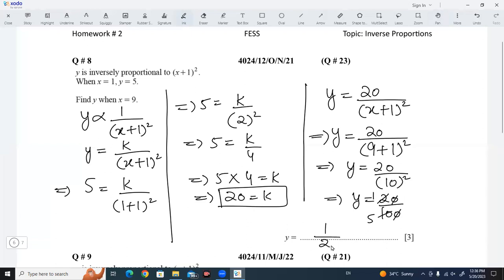This is the result for question number 8. I hope all of you understand. If you have any queries till now, you can let me know.